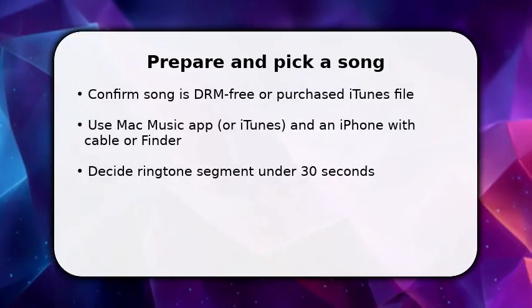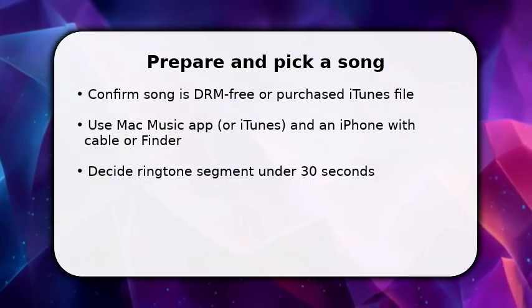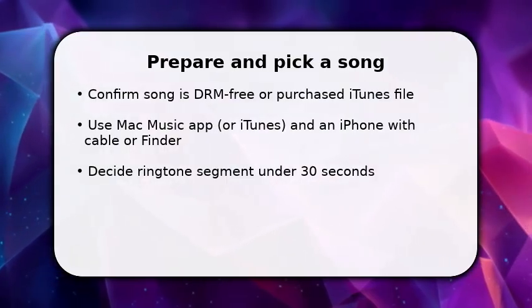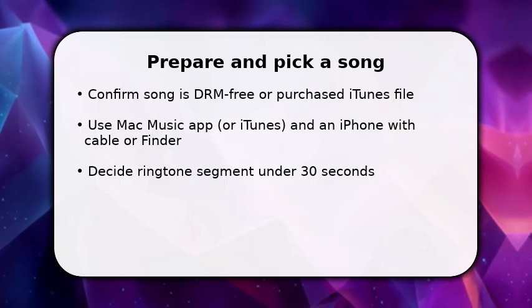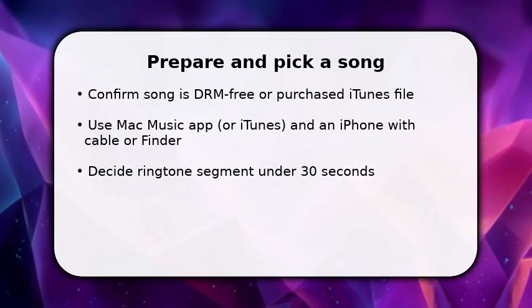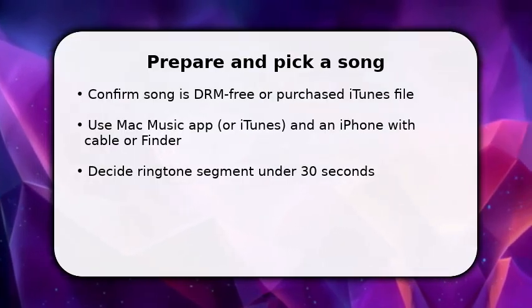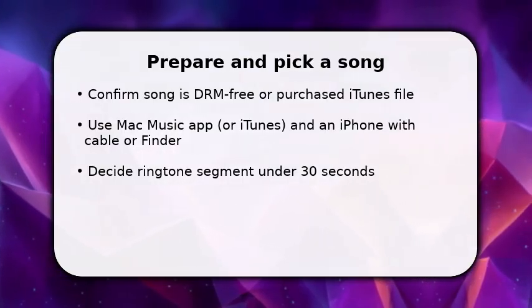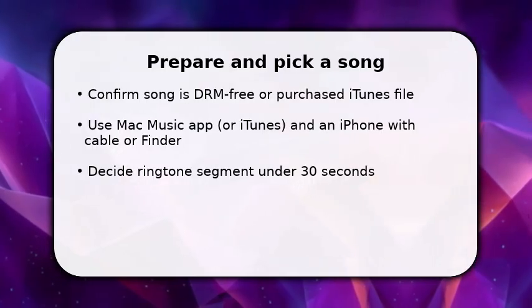You start by confirming the Apple Music track is usable, purchased, or DRM-free. Once done, open the Music app on your Mac or iTunes, sign in, and locate the song. Make a mental note of the exact 30-second segment you want. Shorter rings load faster and follow iPhone limits.